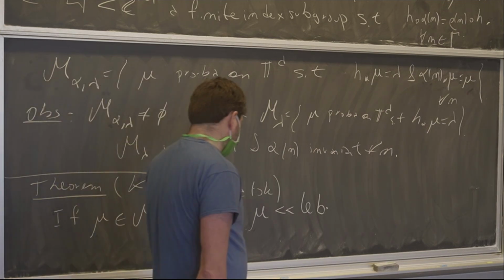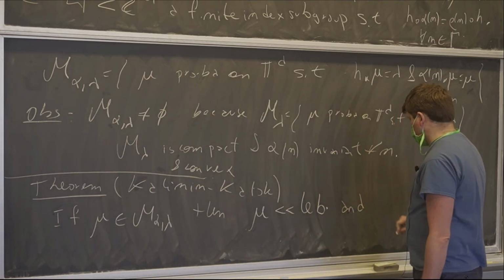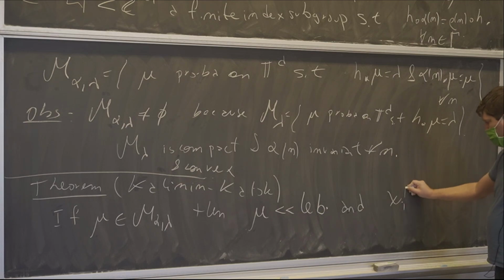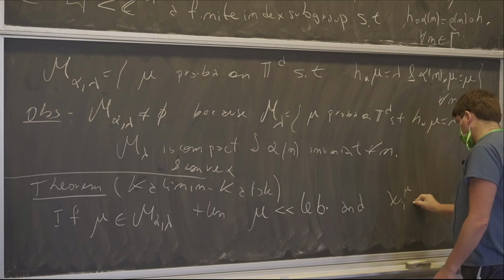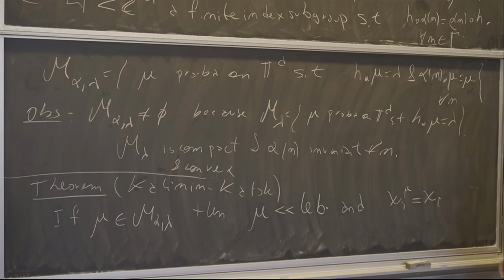And moreover, chi I for the measure mu, let me just do it in a short way like that. So this actually is saying much more than what is written. This means that when I apply Oseledets' theorem to this measure mu, I have a splitting into d different one-dimensional spaces, whose Lyapunov exponents are the same as for the linear. And actually much more is true.